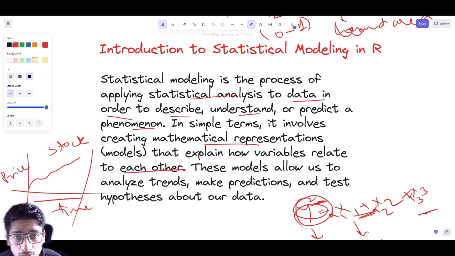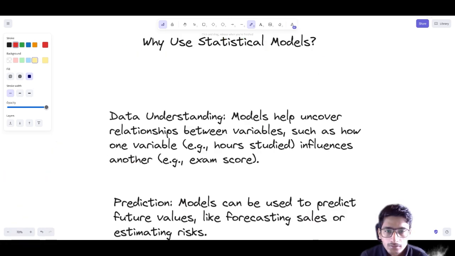You could use this for COVID modeling. And in our data lecture, in your building a project lecture, we are going to use this formula to analyze this trend. Then we make predictions and test hypotheses about our data. So now it's time to look at why use statistical models.